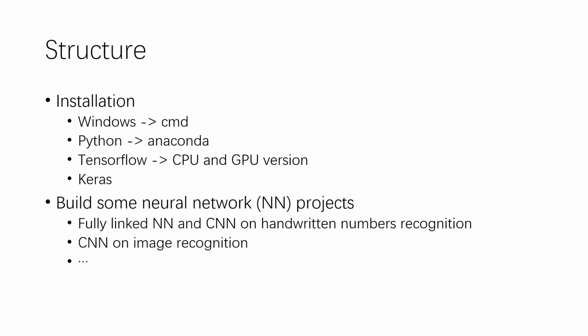And TensorFlow, you know that this neural network software can benefit from GPU acceleration. So I will also compile the CPU version and GPU version of TensorFlow and show you the difference of the performance. And then we can build some neural network projects, for example, fully connected neural network or convolutional network for image recognition.